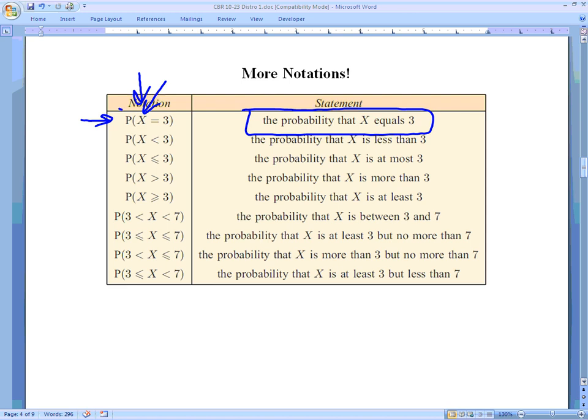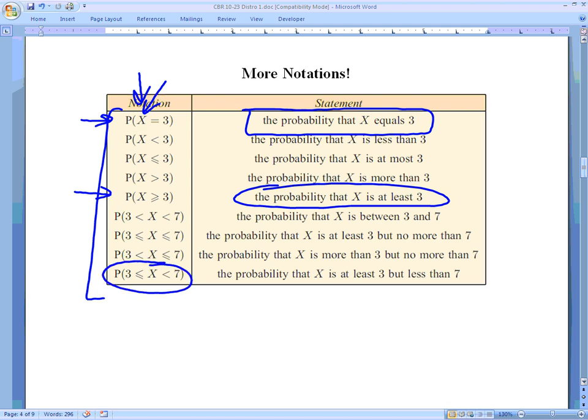And then I've got a bunch of examples here, and you're welcome to read through those. I'll pull out another one at random. The probability that big X is at least 3. Again, I could write the probability, parentheses, big X greater than or equal to 3. And then we can do inequality intervals as well. The probability X is at least 3 but less than 7, or another way to say that is in between 3 and 7.